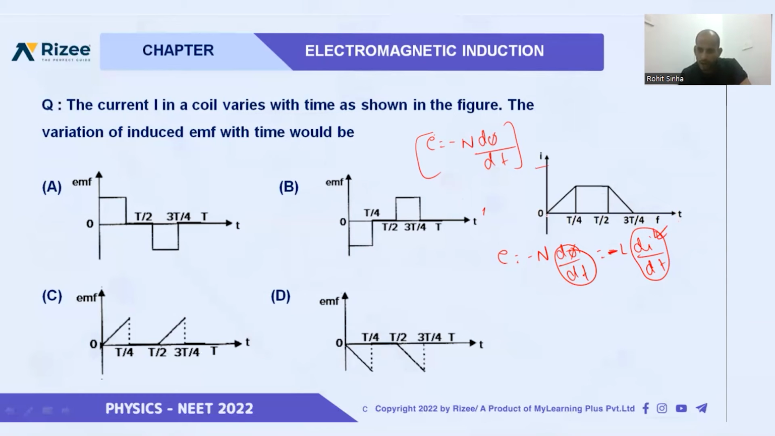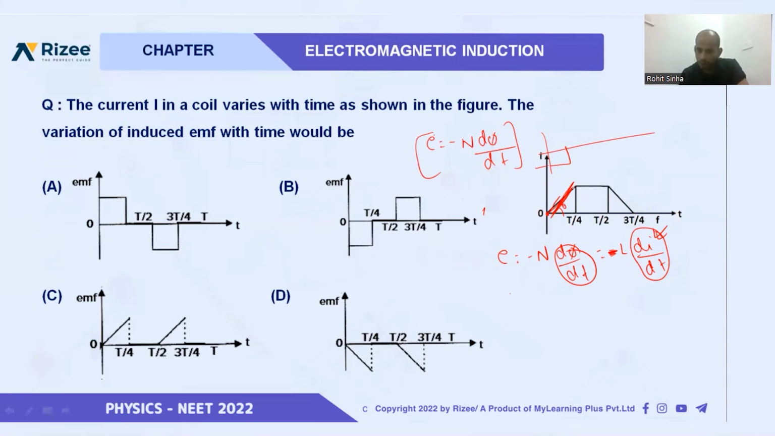See here, the IT graph is given here. Yes, B. Okay. I think now you're right. For this, the slope is constant and positive, but we have a negative sign here. So for this, we will get a negative slope.